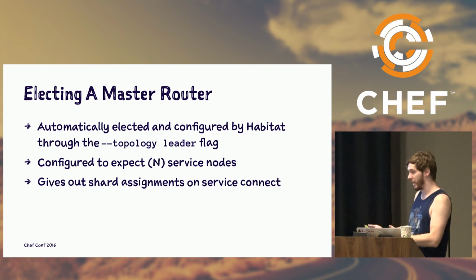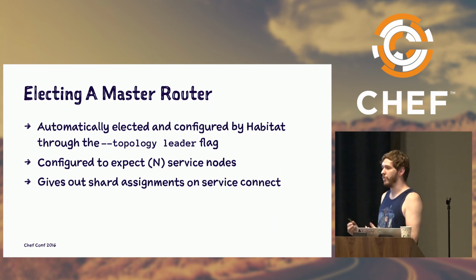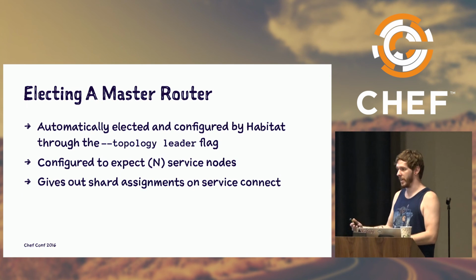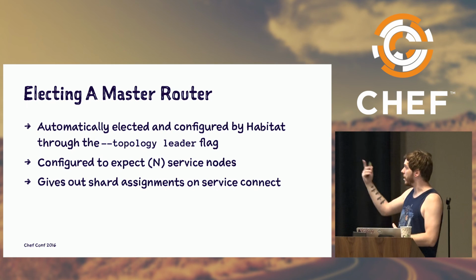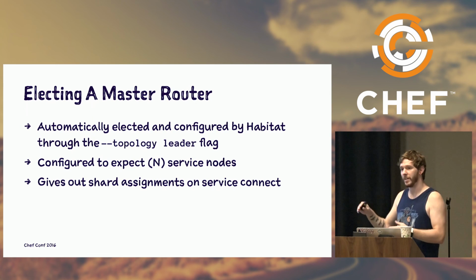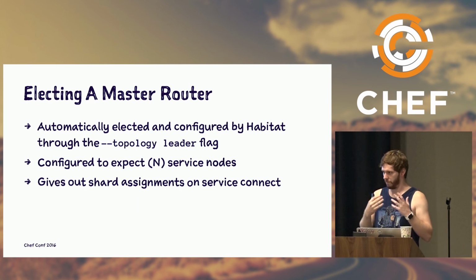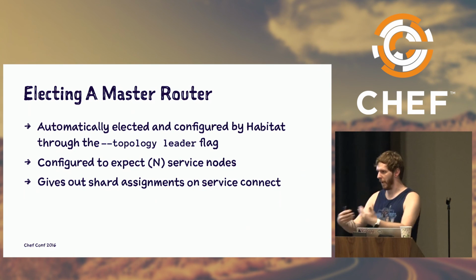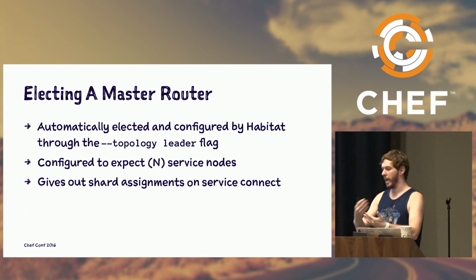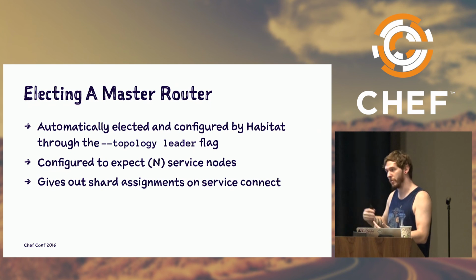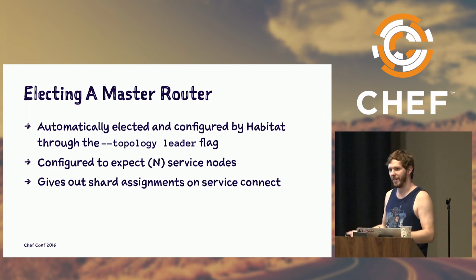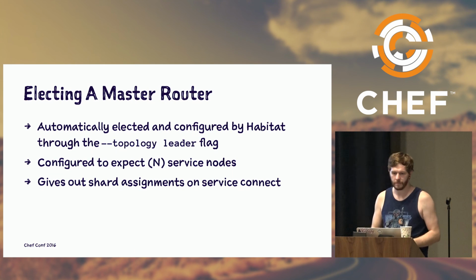What this allows us to do is, all you need to do to add a new server is add a new server with the topology flag set to leader. It'll join the ring. You increment the number of servers you expect. As that new guy comes in, the master router says to the other nodes, I need some of those shards back. So we take a partial outage, and it hands them off to the new server. And I didn't need to do any of the leader election because Habitat did it for me.